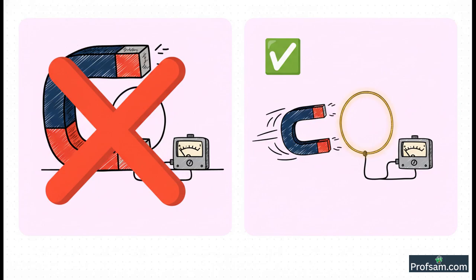The correct idea is on the right. It doesn't matter how strong or weak the field is, if the magnetic flux is constant. If it is not changing, the induced current will be 0. A steady field does absolutely nothing.